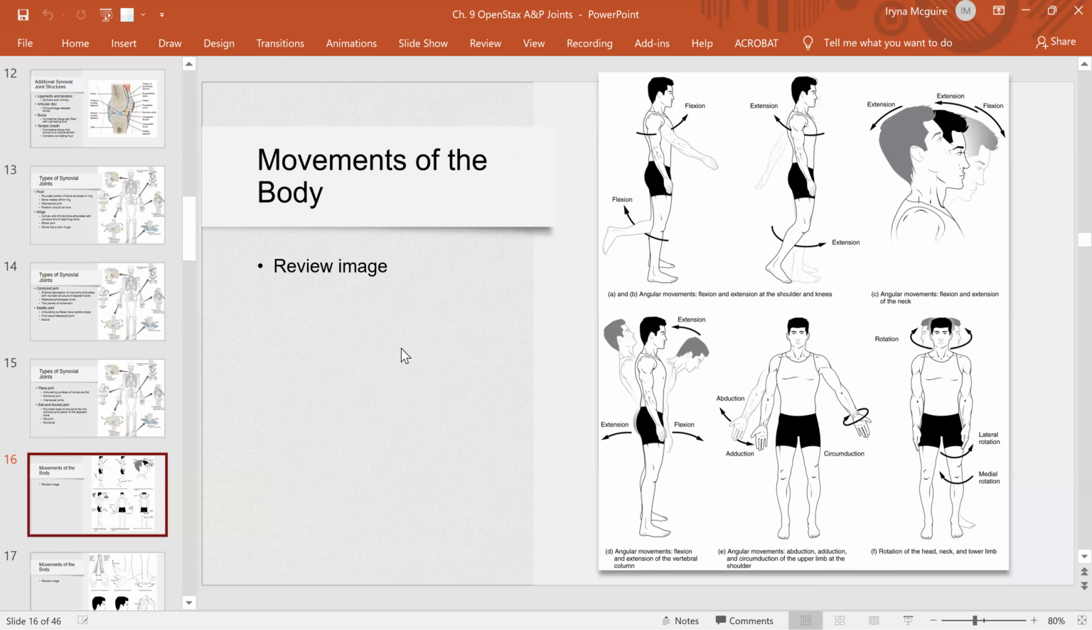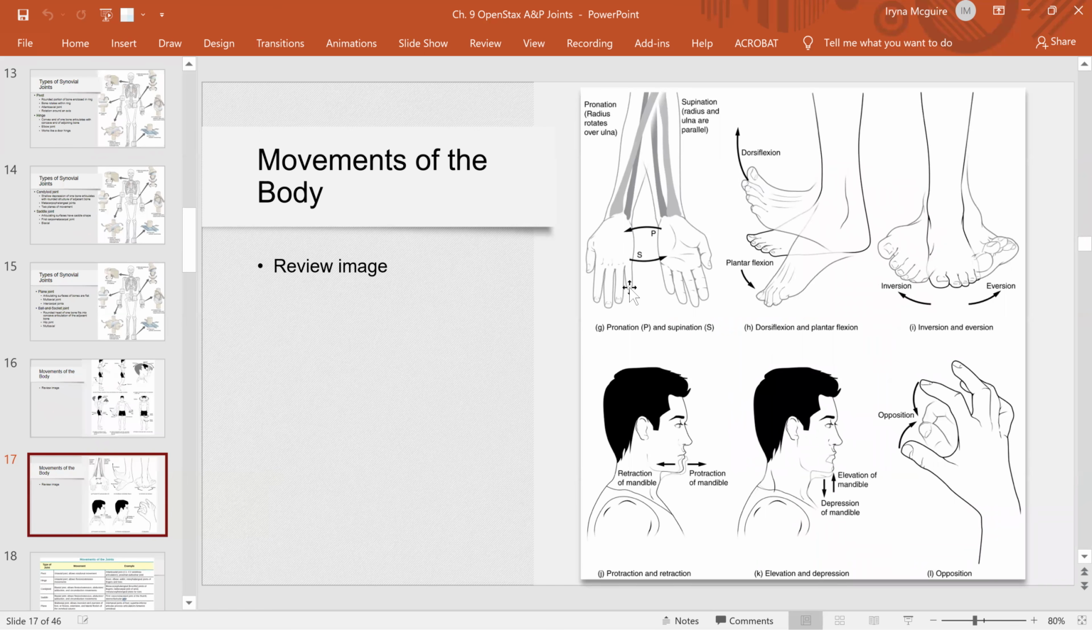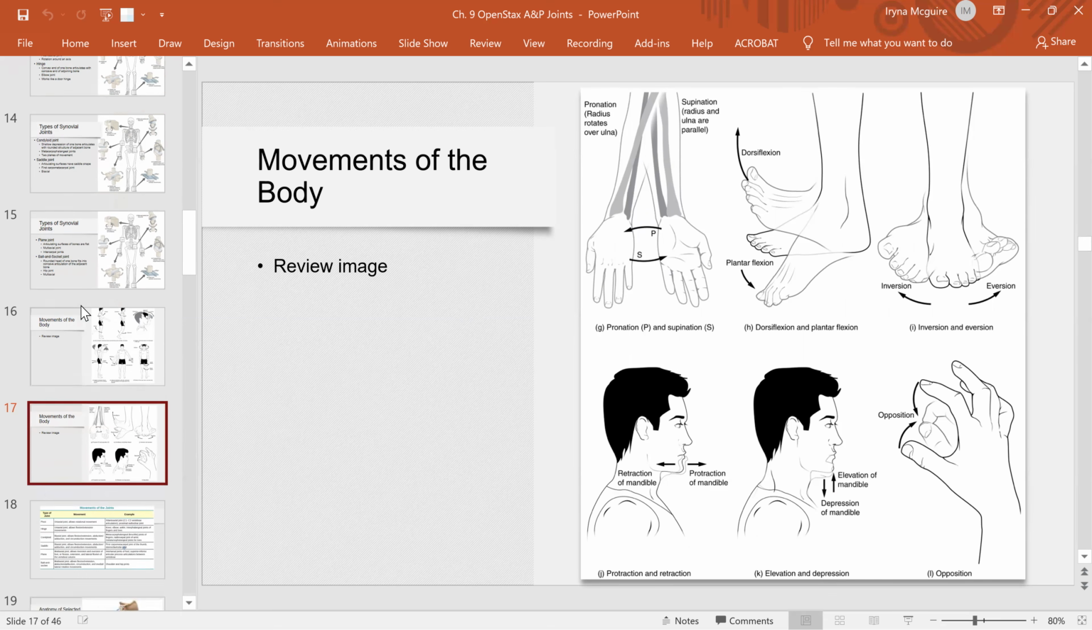And because synovial joints allow different movements, let's name these movements. Is it flexion? Is it extension? Is it abduction or adduction? Lateral or medial rotation? Or we might have very specific movements such as pronation, supination, dorsiflexion, plantar flexion, inversion, eversion, protraction, retraction, elevation, depression, opposition. That's how much we covered so far.